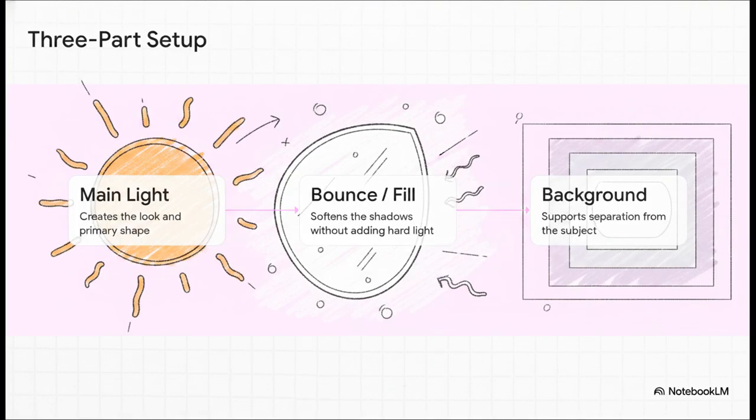So, how do we actually put all of this into practice to get those great photos? Well, we use a 3-part setup. First, you have your main light, and that creates the primary look and shape. Second, you use a bounce or a fill to soften the shadows while still preserving that shape. And third, you need a background strategy to support separation.